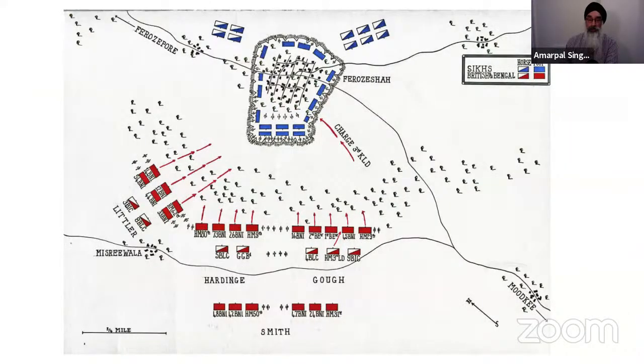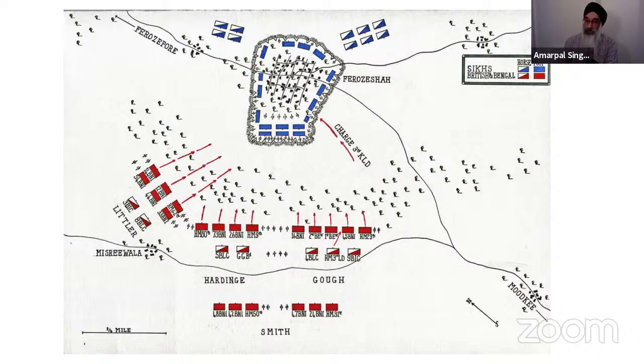If I show everybody the map, you can see the Sikh army in the blue at the top. You can see the Sikh camp in a rough rectangle. In the middle were all the baggage of the Sikh army and the tents, and the Sikh army formed a line on all four sides. This is what the British decided to attack. They decided to attack from the south and from the west and from the east as well, so the entire bottom half of the Sikh rectangle.